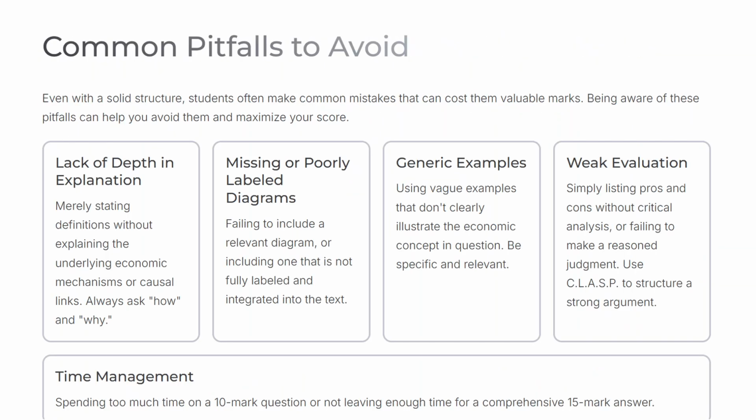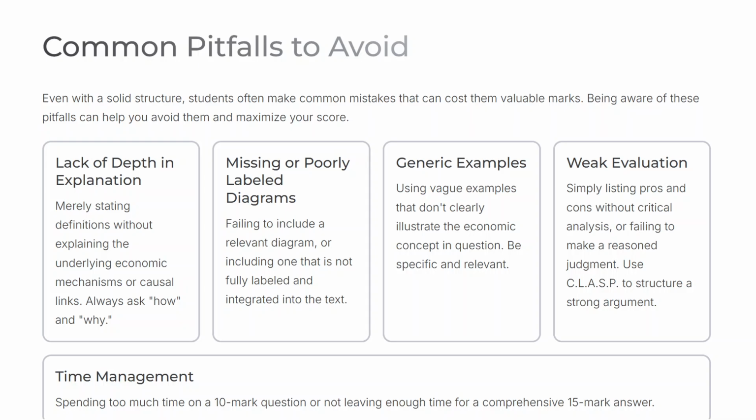Even with a solid structure, students often make common mistakes that can cost them valuable marks. Being aware of these pitfalls can help you avoid them and maximize your score. Lack of depth in explanation. Merely stating definitions without explaining the underlying economic mechanisms or causal links. Always ask how and why. Missing or poorly labeled diagrams. Failing to include a relevant diagram or including one that is not fully labeled and integrated into the text.